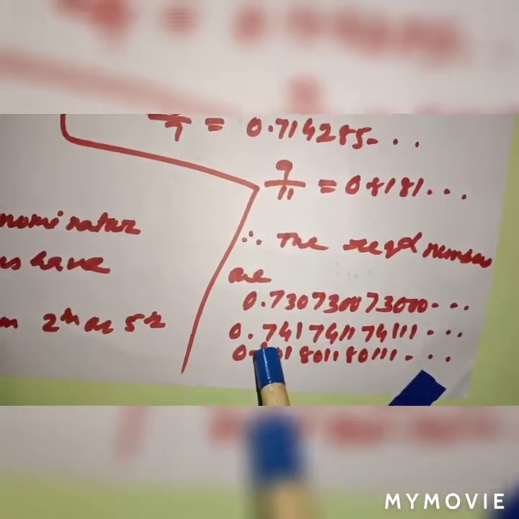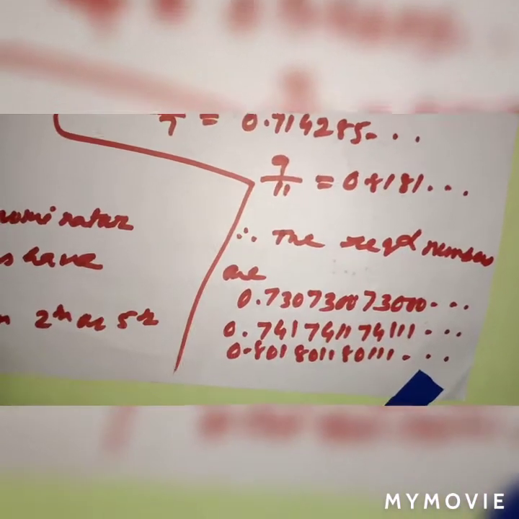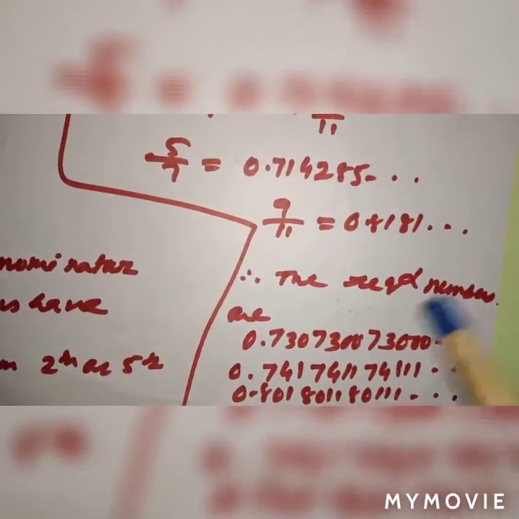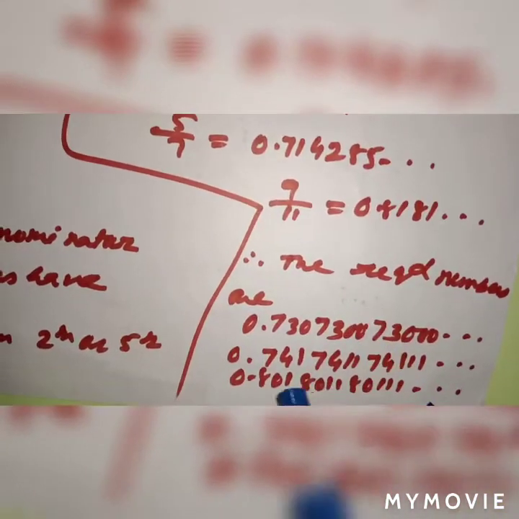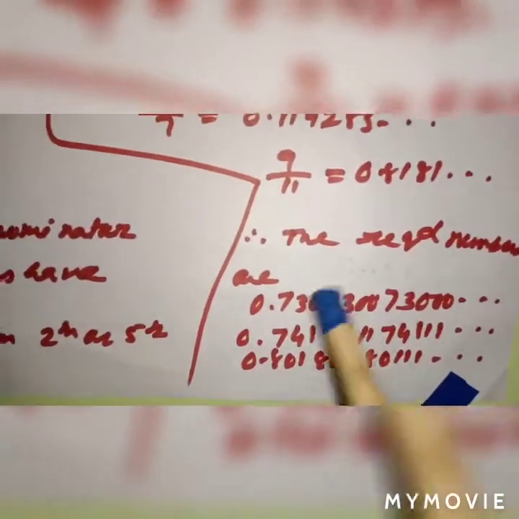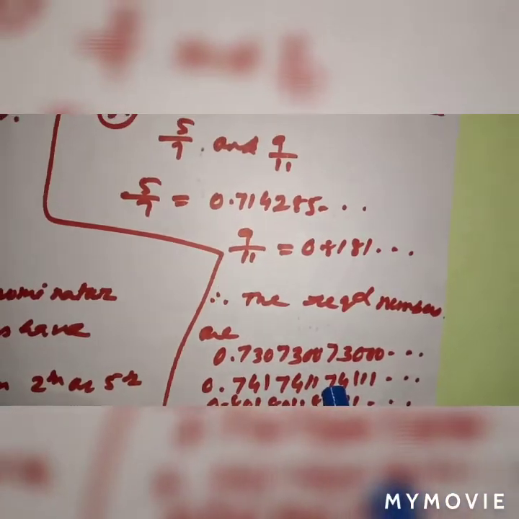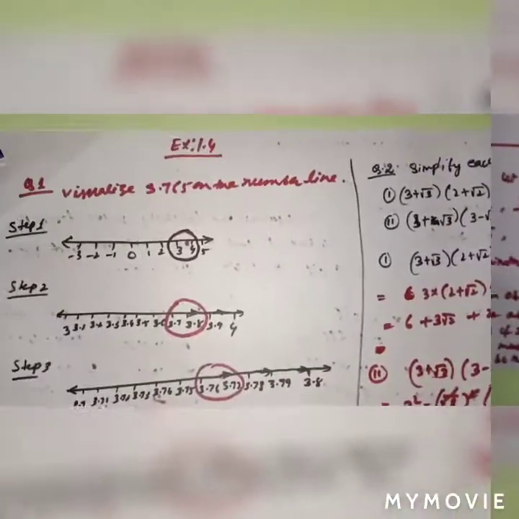I wrote 801, you can write 803, 8033, 80333, or 740, 74000, or 742, 7422. Anything you can make and write as an irrational number, because it does not have any p by q format. So understood? Next is 1.4.